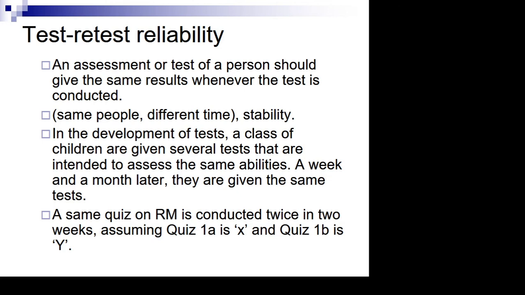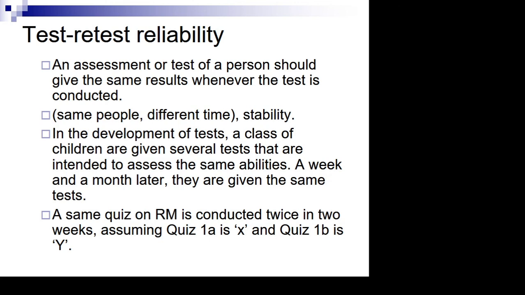So, in the development of a test, a class of children are given several tests that are intended to assess the same abilities. A week and a month later, they are given the same test. So, what happens? You have at least two scores. Before the commencement of the class, one test score, and then after the completion of the class, after passage of 1 week or 1 month, I'll conduct the same test. Now I have two data sets, before the classes and after the classes. So when I find that the relationship between these two scores is high, that means this is a reliable test. That's the way I can do it.